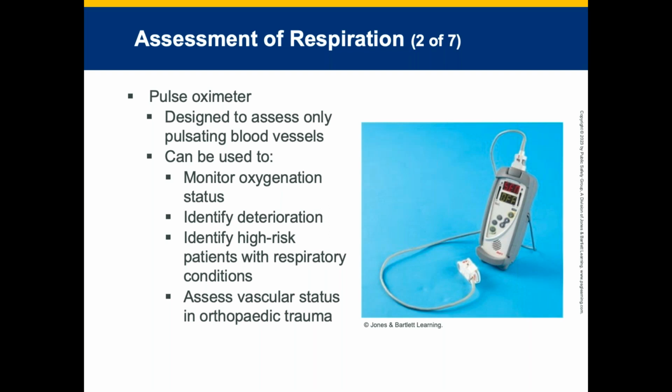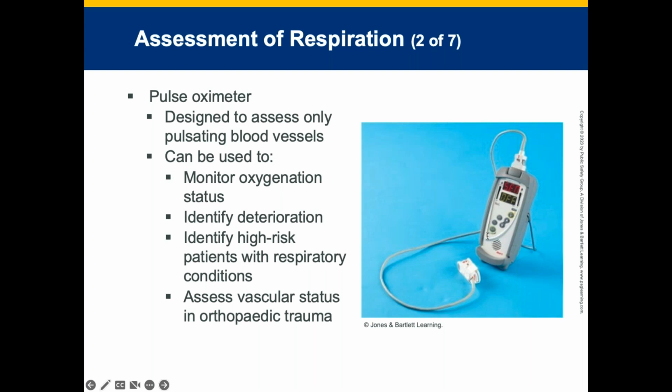So situations in which the pulse oximeters may be useful would be monitoring the oxygen status of the patient during an attempt to insert an advanced airway or during suctioning, identifying deterioration in the condition of a trauma patient, identifying deterioration of a condition in the patient with cardiac disease, identifying high-risk patients with respiratory conditions, assessing vascular status in an orthopedic patient or trauma.